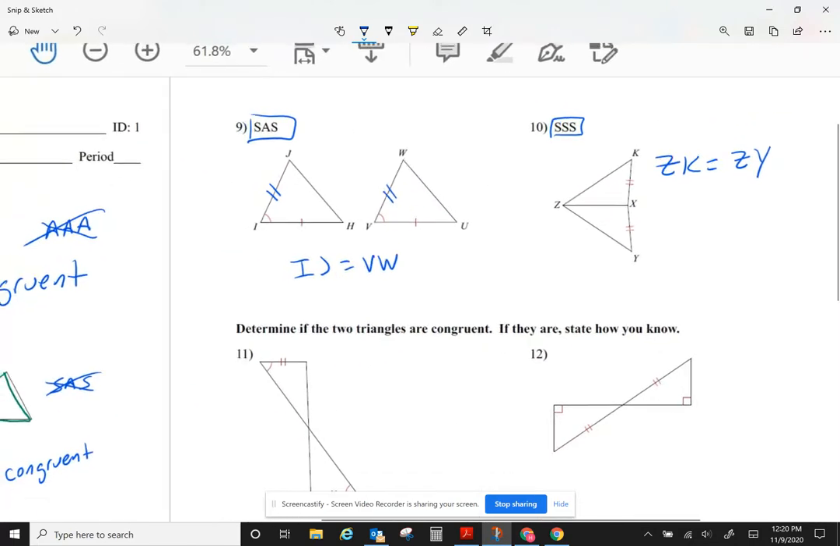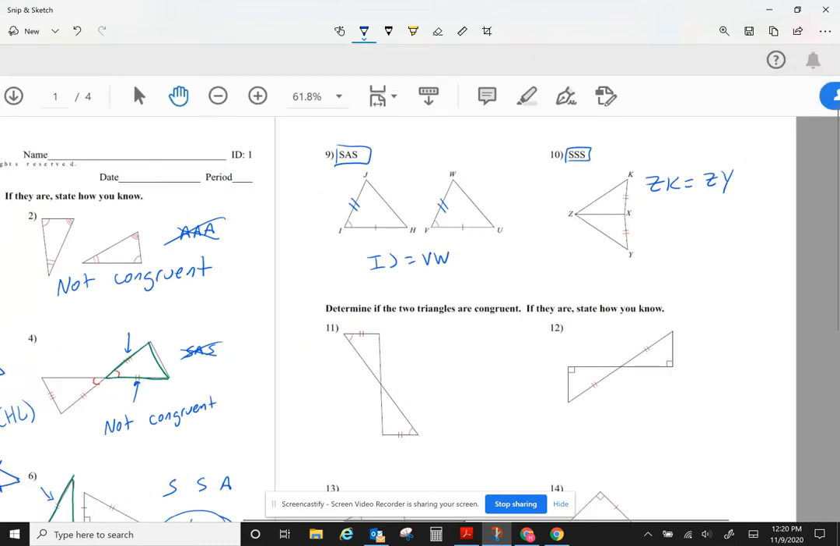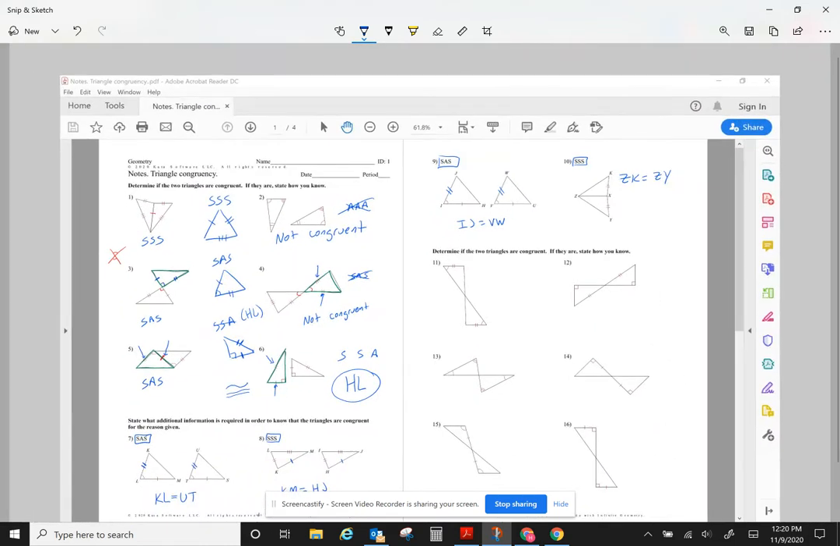Once again, for this second part, I'm asking, from the 3 marks that you're supposed to have, you have 2 of them given. Which one are you missing? And at this point, the only ones that work are side, side, side, side angle side, and HL.